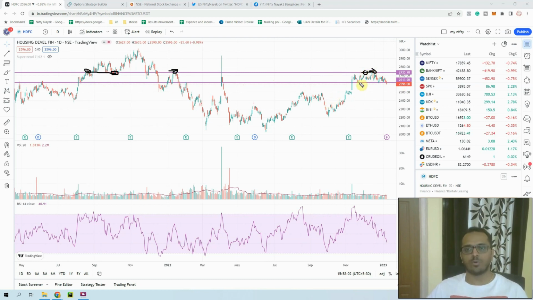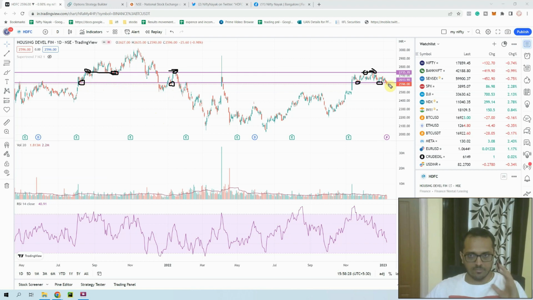Similarly, even these points. Here you can see this has acted as support. Here it has acted as support. Here it has acted as support again. Here it has acted as support. So this is an identification that the support and resistances are actually working. So keep an eye on this.